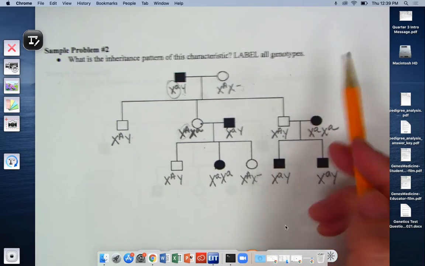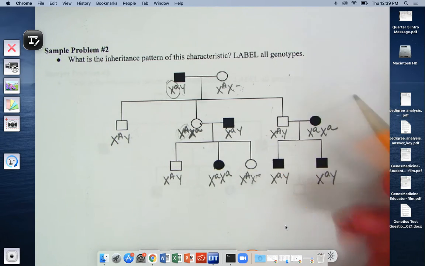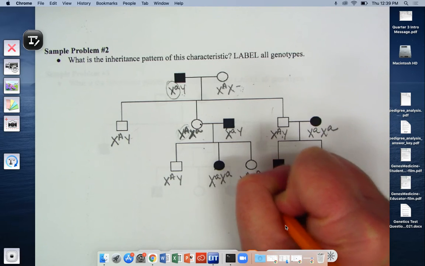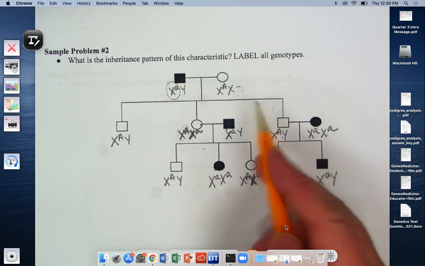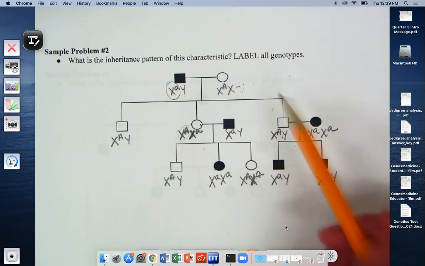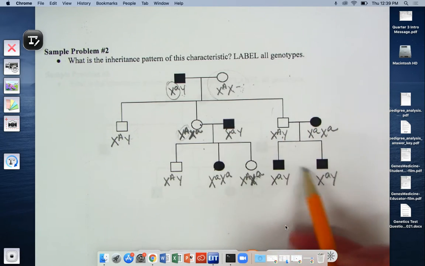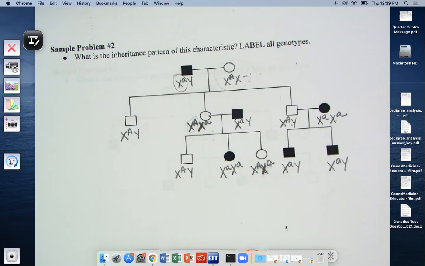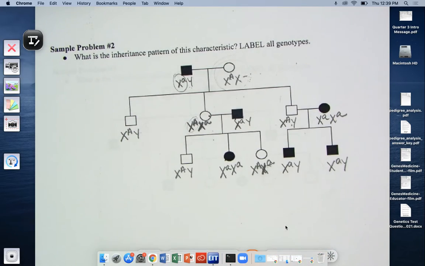All right. Then down here, dad has it, so does the girl. So we know she's a carrier. So the only one we don't know is this mom, and it's because we don't know her dad. That's really why we can't tell for this mom up here. But we can tell for the daughters down below. So that is now complete. So we have one that we don't know. The rest of them we know.